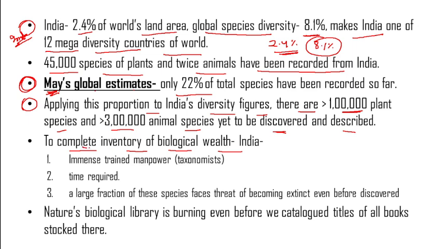To complete inventory means to find out about the different types of plants and animals. So, what is required? First of all, immense trained manpower is required, taxonomists are required, time is required, and the third thing is a large fraction of these species face the threat of becoming extinct even before being discovered. That means even before we discover them, they might become extinct. Nature's biological library is burning even before we catalog the titles of all books stocked there.